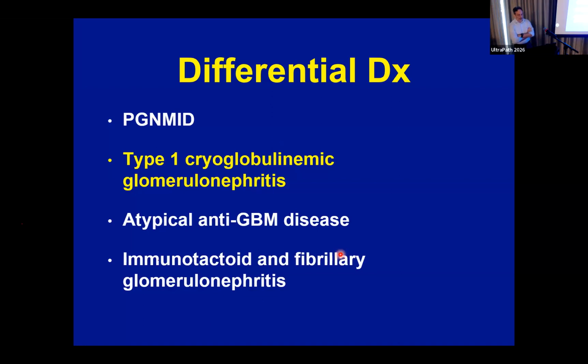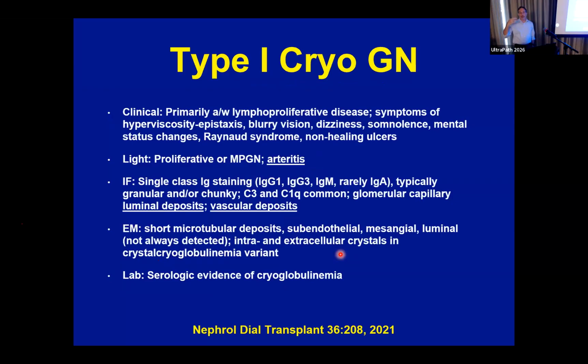Let me just go through a couple of others. Type 1 cryoglobulinemic glomerulonephritis. It's associated with lymphoproliferative disorder. And the symptoms that these patients present with are usually symptoms of some kind of hyperviscosity associated with their cryoglobulin. Epistaxis, blurry vision, mental status changes, for example, renal involvement, non-healing ulcers. They can sometimes get some of the other manifestations that you see with cryoglobulinemia, like a systemic vasculitis with rash, but that's more common with type 2 and type 3 than this.